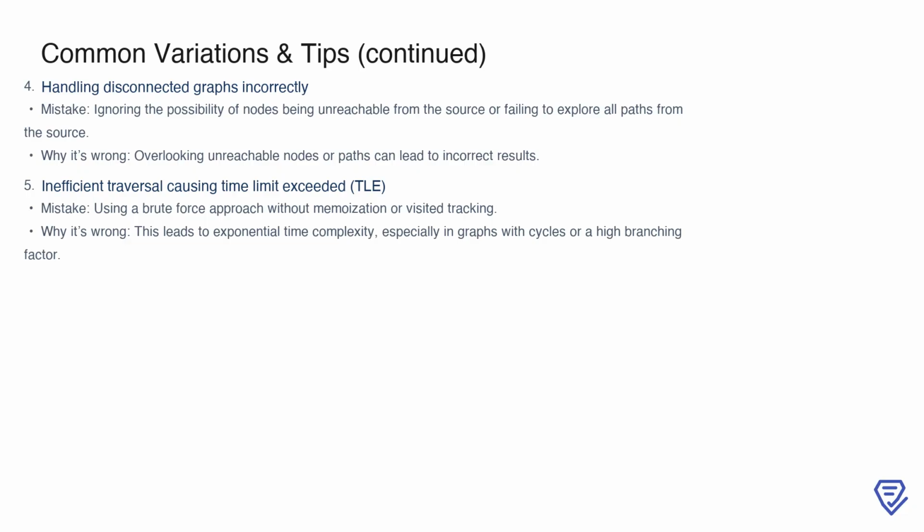Another challenge is inefficiency. Using brute force without optimization, such as memoization or visited node tracking, can lead to a time limit exceeded error. This happens because the algorithm ends up revisiting the same nodes multiple times, especially in graphs with cycles or a high branching factor, causing exponential time complexity. Being mindful of these inefficiencies is crucial for solving the problem within the constraints.